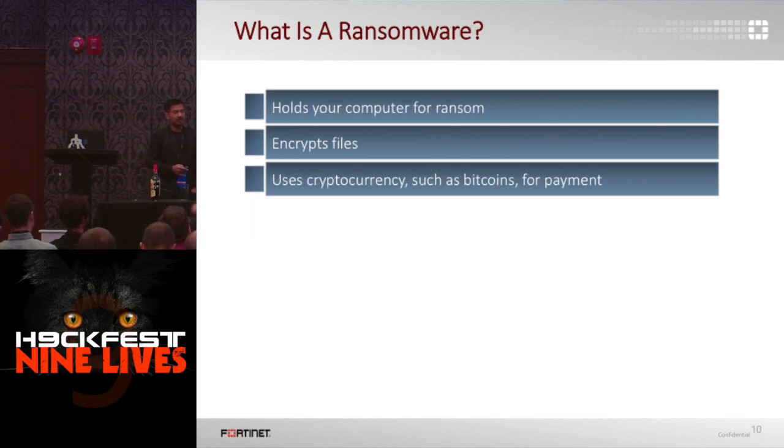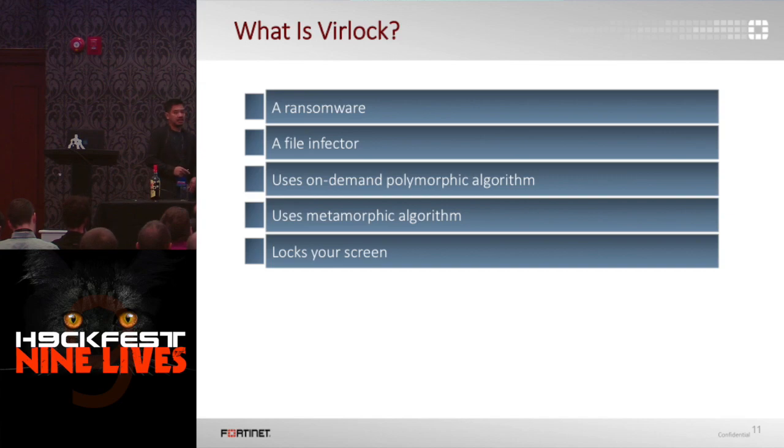A ransomware, of course, everybody knows ransomware. WannaCry, right? Bad Rabbit, the last one, Petya. It tries to hold your computer for ransom. That means you have to pay in Bitcoin to get your system back. But that is not actually bulletproof. Sometimes you pay in Bitcoin and you still don't have your system back, right? It encrypts files, and of course you use Bitcoin for payment. And Virlock is a combination of both. It is a ransomware and a file infector and locks your screen.